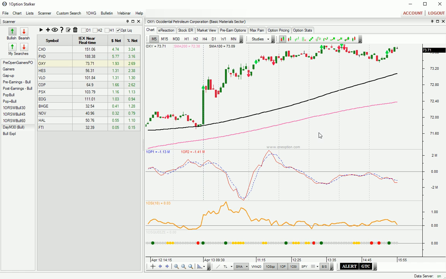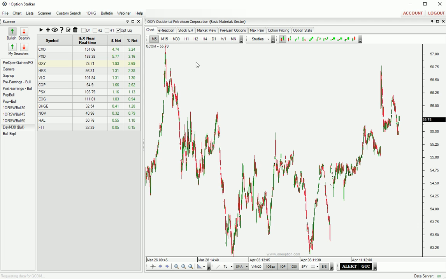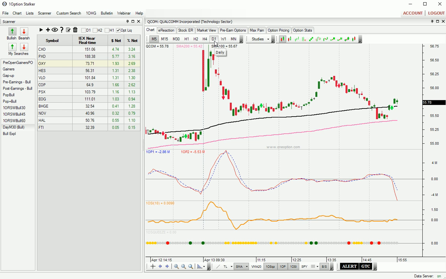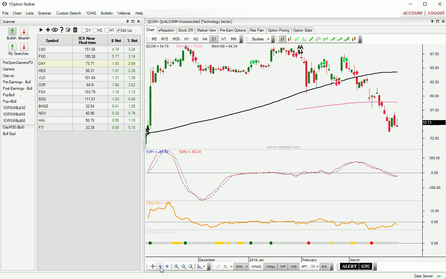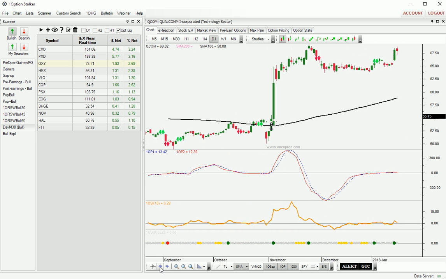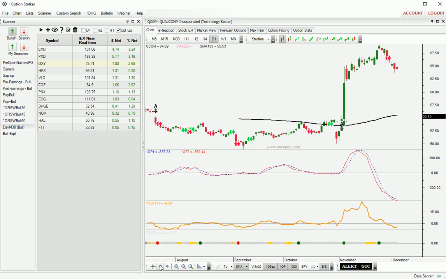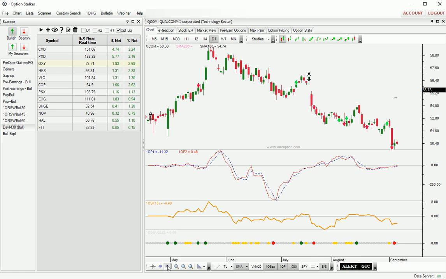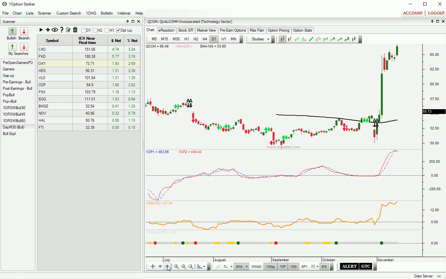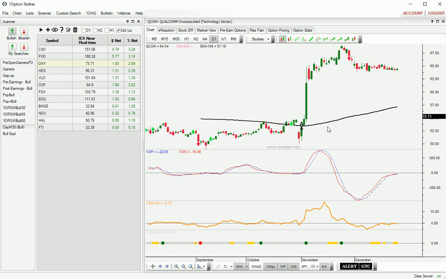I'll give you an example because I can't think of any that have happened recently, but you will get one or two of these alerts per day. I do remember Qualcomm was just such a beautiful one because it had takeover news from Broadcom. It was after the earnings announcement. It was right in here.